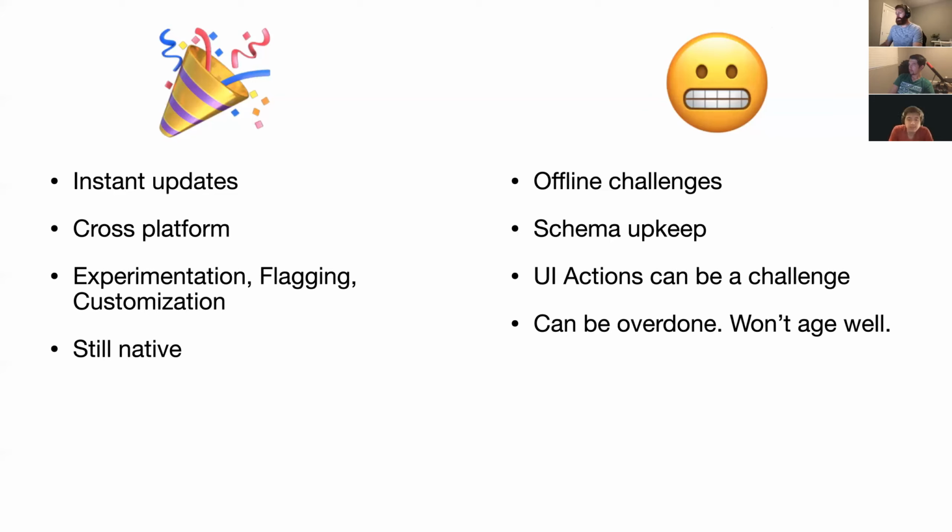And then UI actions can be a challenge. If you have a button that needs to do different things, it can be tricky to define that in a way that can be provided by the backend. Like if you're opening specific activities or you need to open a web URL or other things like that. So that's a little bit challenging.